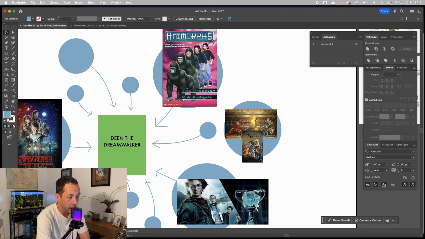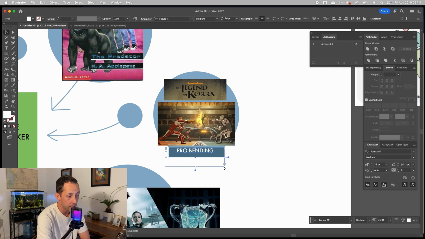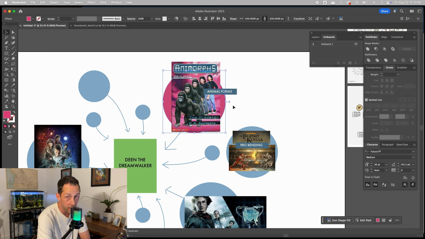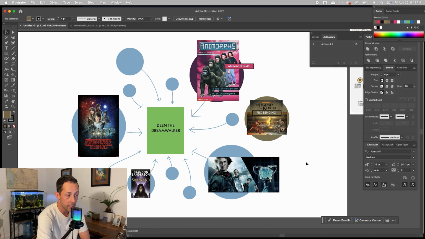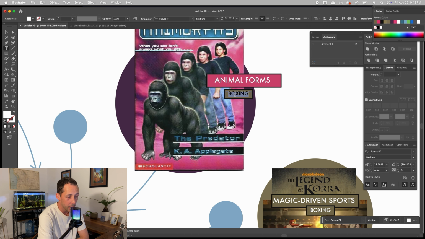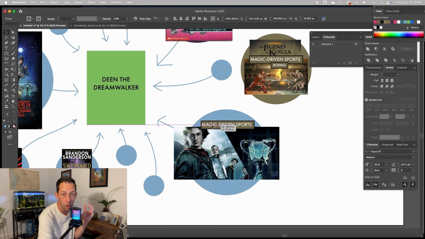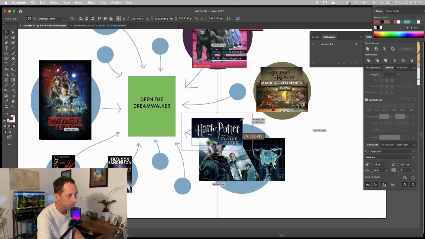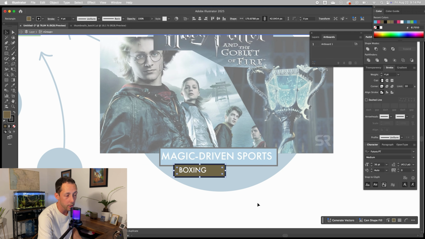So here you can see I'm gathering a few different images of stories that have inspired mine. You can see Avatar: The Legend of Korra, and Pro Bending is something that inspired my story. You can see Animorphs, which is an old 90s series where teenagers transform into animals with alien technology. You can also see Harry Potter 4, specifically the Triwizard Tournament, the grand multi-school sports tournament that Harry and his friends compete in that book. You can also see that Stranger Things is a large inspiration for my story.